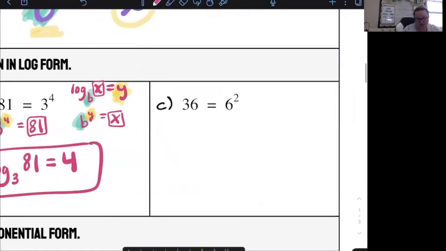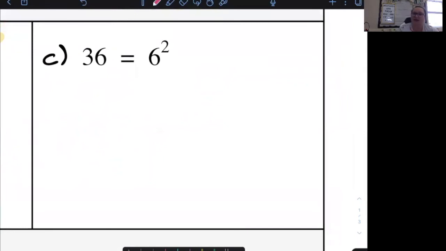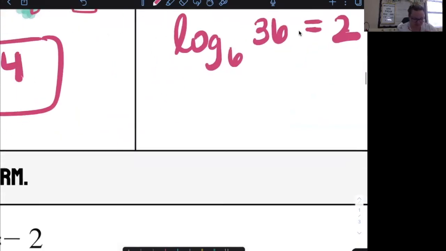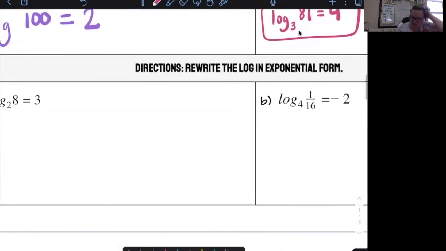Okay. So why don't you go ahead and give 36 equals 6 squared a try. Go ahead and switch that to log. All right, so you should have gotten log base 6 of 36 is equal to 2. So 6 to the 2nd power is 36. All right, now we're going to do the opposite. We're going to rewrite the log in exponential form.